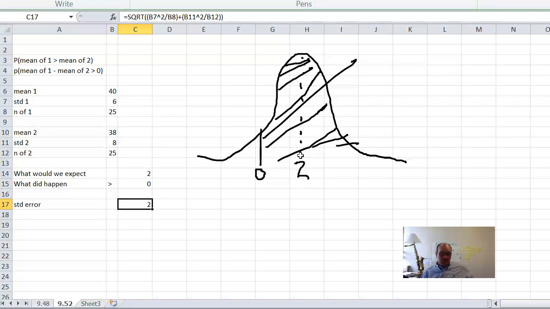So we can already eyeball what's going on here. This 0 is exactly 2 standard deviations away from the mean, in this direction. Alright, so we should know that that's going to be a pretty big chunk over here. So let's find it.